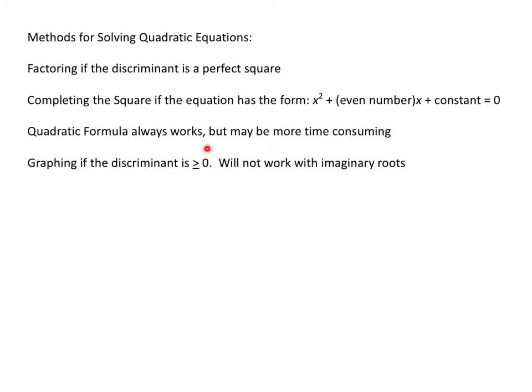If your discriminant is greater than or equal to 0, you can always graph it. But this will not work if your roots are imaginary. Imaginary roots, you will need to use one of those other methods. Also, if those roots are irrational, then you will get an estimated answer rather than an exact answer, which is probably not going to be the best option for you.